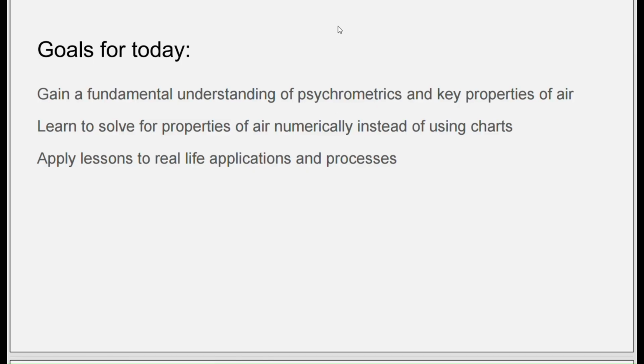Like I said, the goal is to get a better fundamental understanding of psychrometrics and knowing properties of moist air, knowing how to solve for them numerically rather than relying on charts, and then looking at how to apply those to real processes and things that you'll find in real life and in plants.